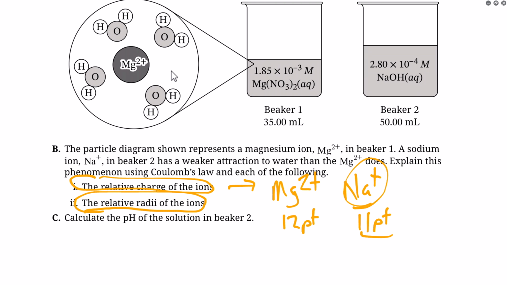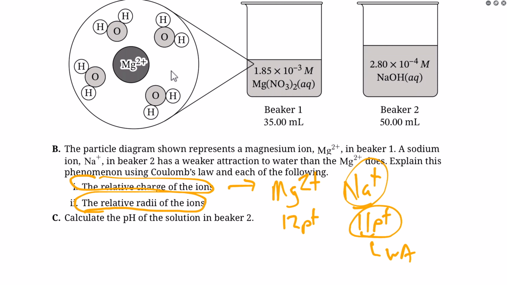So because sodium has a weaker nuclear charge, that is, it only has 11 protons in the nucleus when compared to magnesium, which has 12, this is going to have a weaker attraction to the water molecules, again, due to the fact that it has a smaller nuclear charge and has less attraction, of course, due to Coulomb's law, opposite charges attract. And the greater the magnitude of charge, the greater the attraction, as well as the smaller the radius of the ion here.